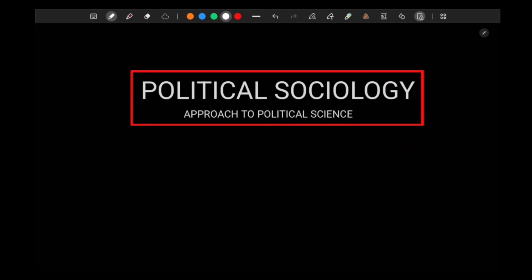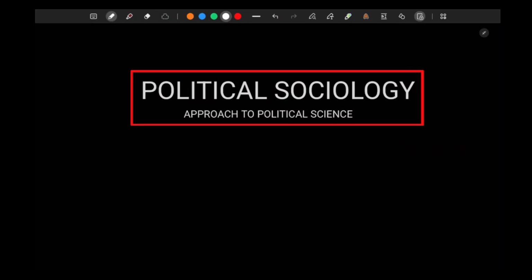There were some deficiencies with respect to the systems approach, and those deficiencies were tried to be solved by the structural functional approach by Almond and Powell. Those were behavioral approaches to political science, to comparative politics: the systems approach and the structural functional approach.